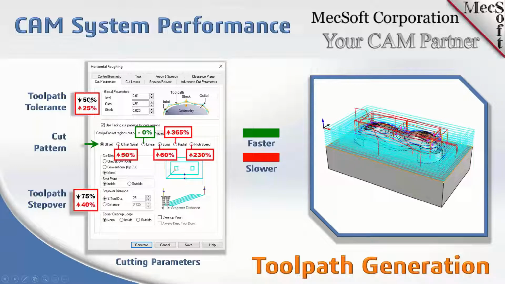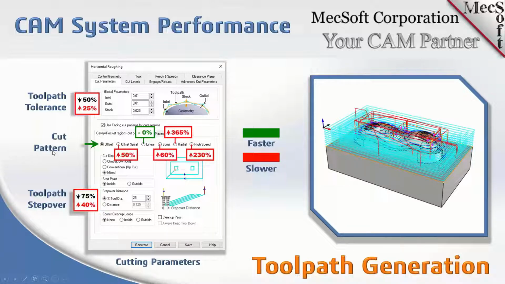The tolerance, just as an example, you could reduce your tolerance by 50% and jack up your toolpath generation time by 25%. And these were tests that we performed just this week prior to the webinar. Again, toolpath step over. If you reduce your step over by 75%, you can increase your generation time by 40%. So it's just a way of looking at it.